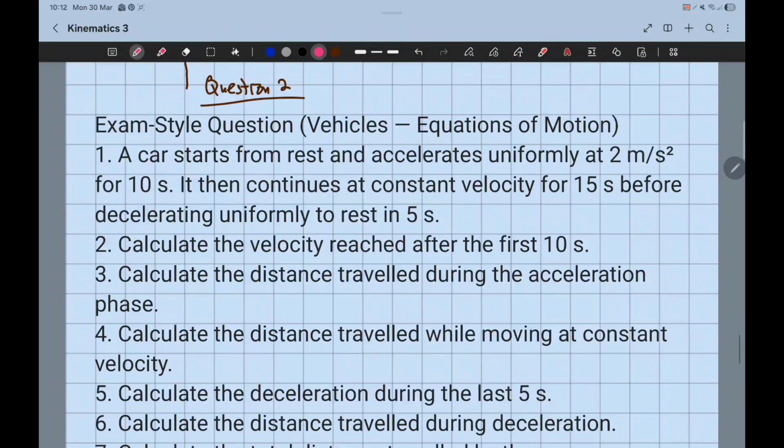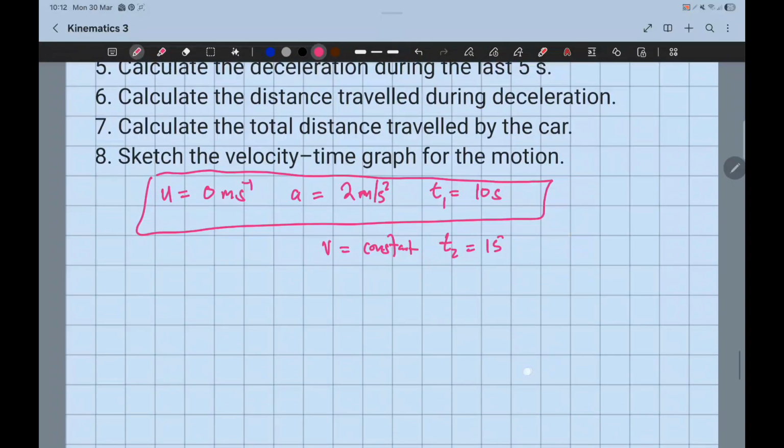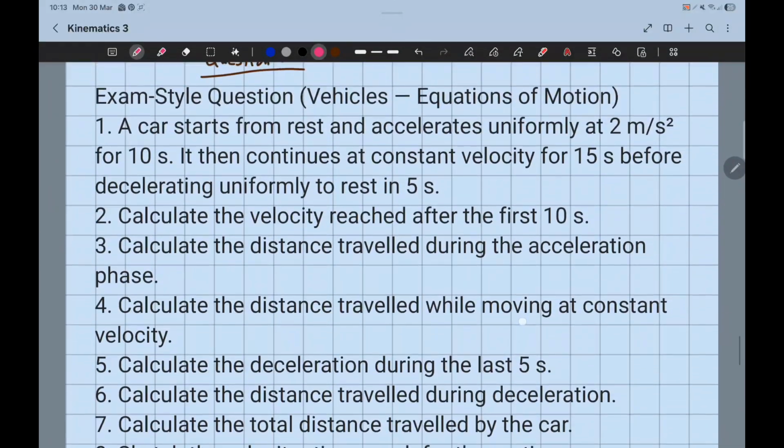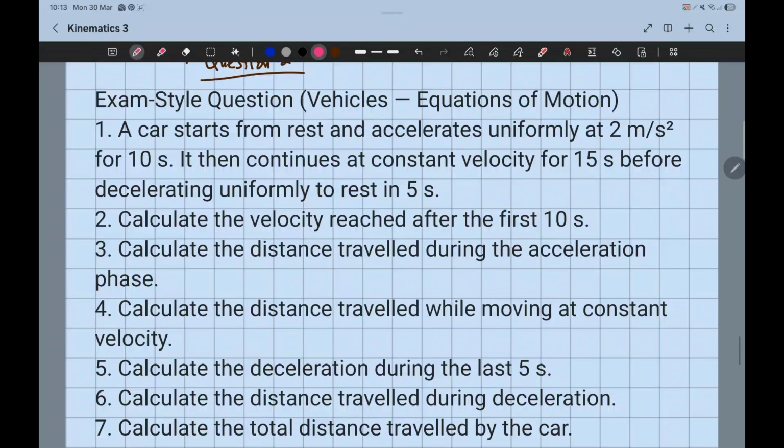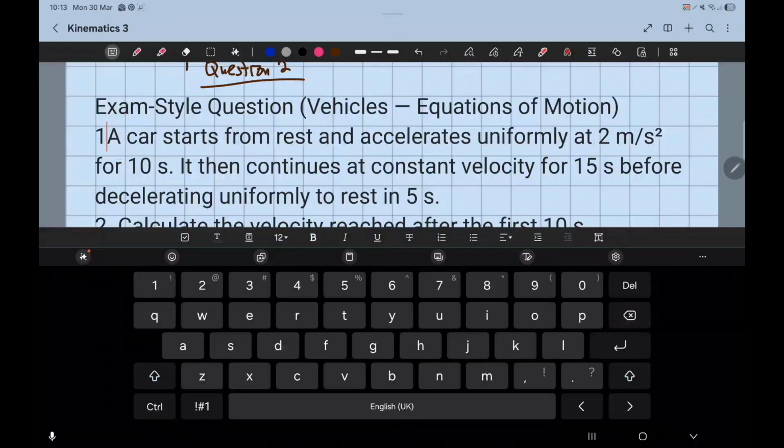This happens before it decelerates to rest in 5 seconds. So in phase number 3, over 5 seconds it decelerates, which means the acceleration is negative. Whatever the value is, it is negative, right? Now, sorry, just ignore this. I think I've made a bit of a mistake.